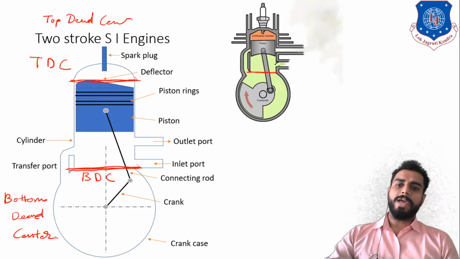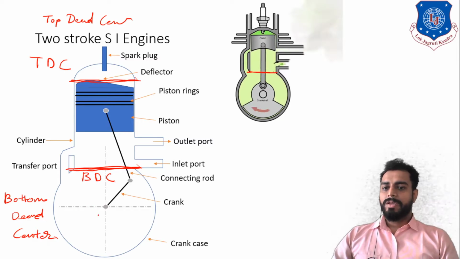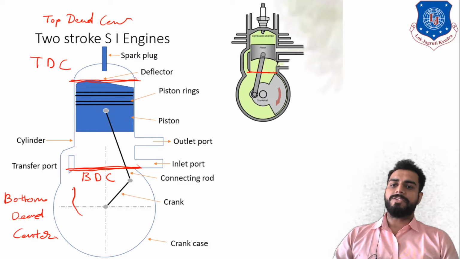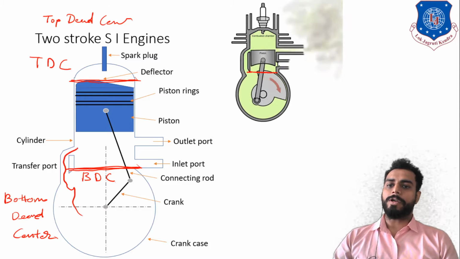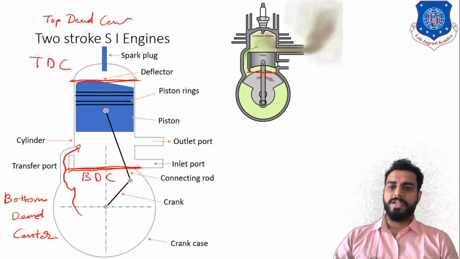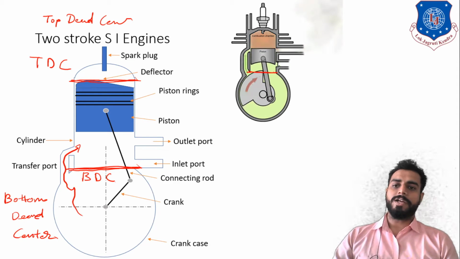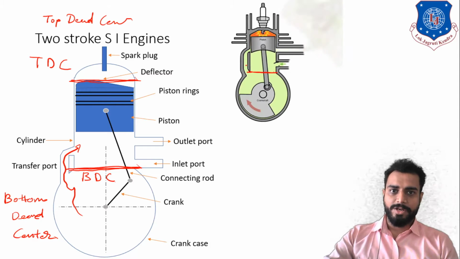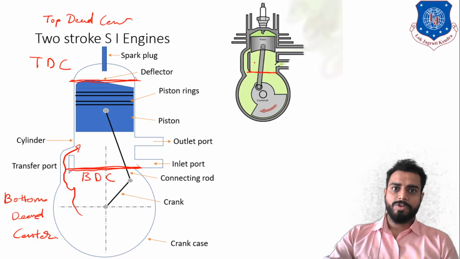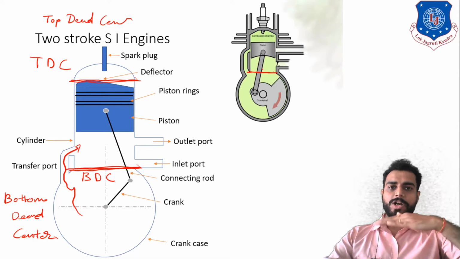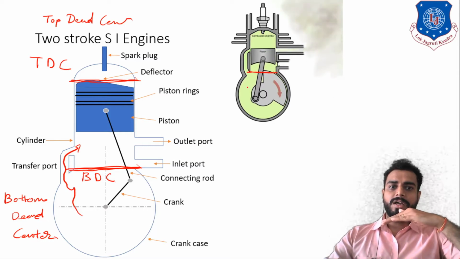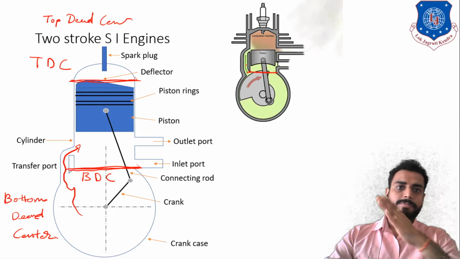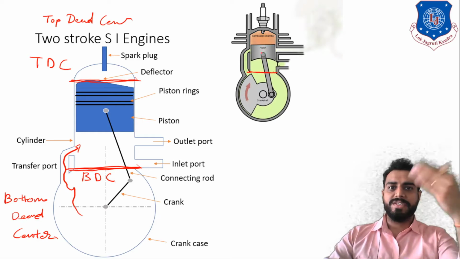So what will happen at that time? The fuel which is present over here in the crankcase will be transferred via transfer port to the top side of the cylinder. That means top side of the piston, that is the cylinder cavity. Here you can see over here. So whenever the piston is hitting the bottom dead center, at that time the mixture of air and petrol is transferring from transfer port to the top side of the piston.